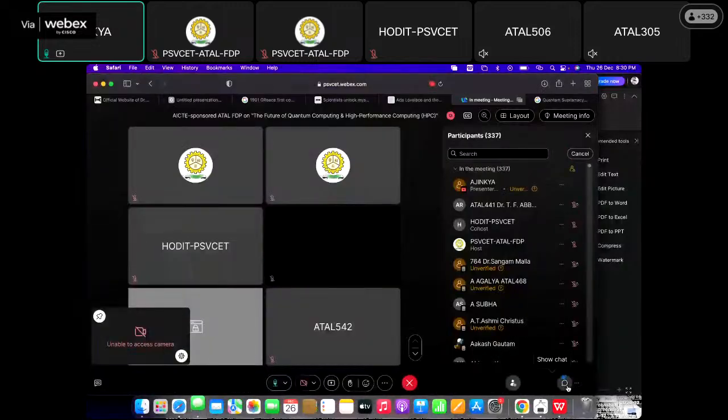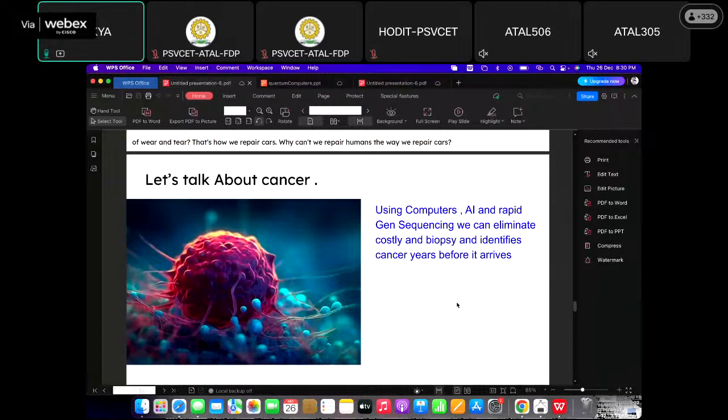And nowadays, the FDA, only last year, released one test. You can test for cancer through the blood. Previously, you needed to do a lot of things for cancer, like multiple scans, CT scans, MRI scans. But the FDA released one thing with which, with the help of blood, you can check for cancer. So using computers, AI and rapid gene sequencing, we can eliminate costly biopsies.